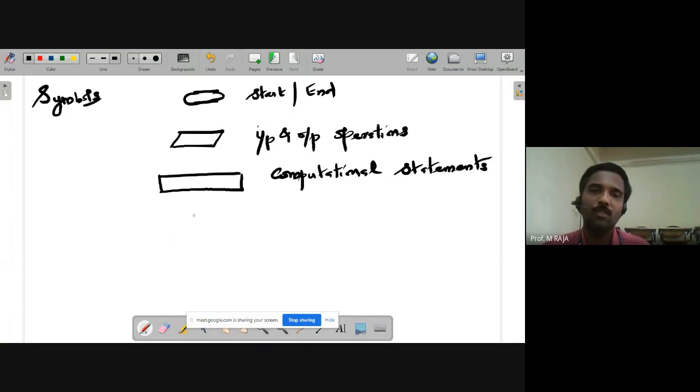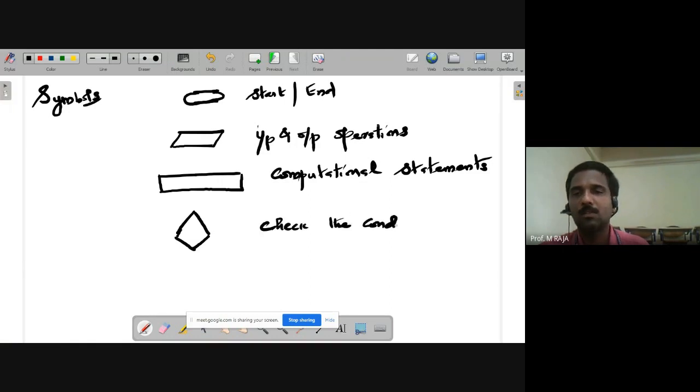Then this one, the decision box, diamond symbol. This is used to check the conditions. Checking the condition if it results in true or false. Ultimately, we need to represent the true flow as well as false flow. Then this is the continuation mark, continuation symbol.